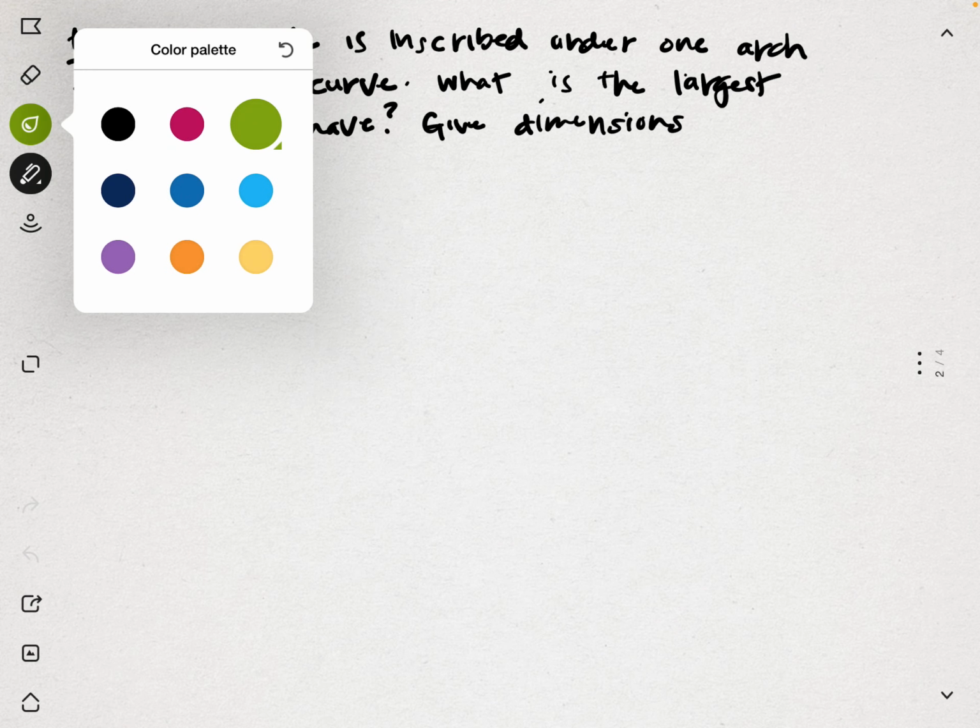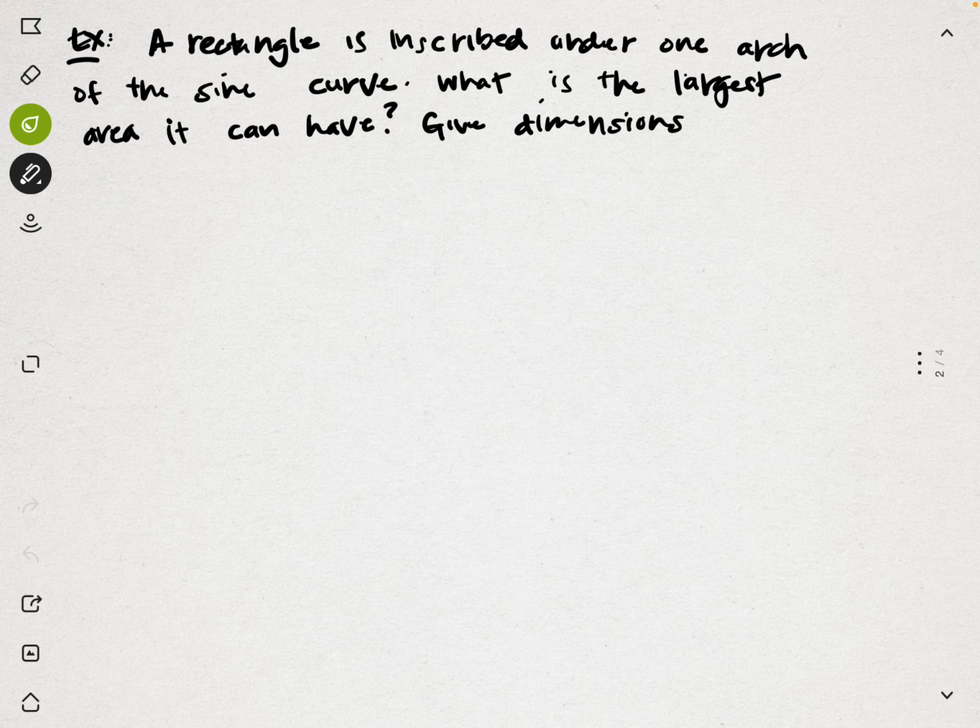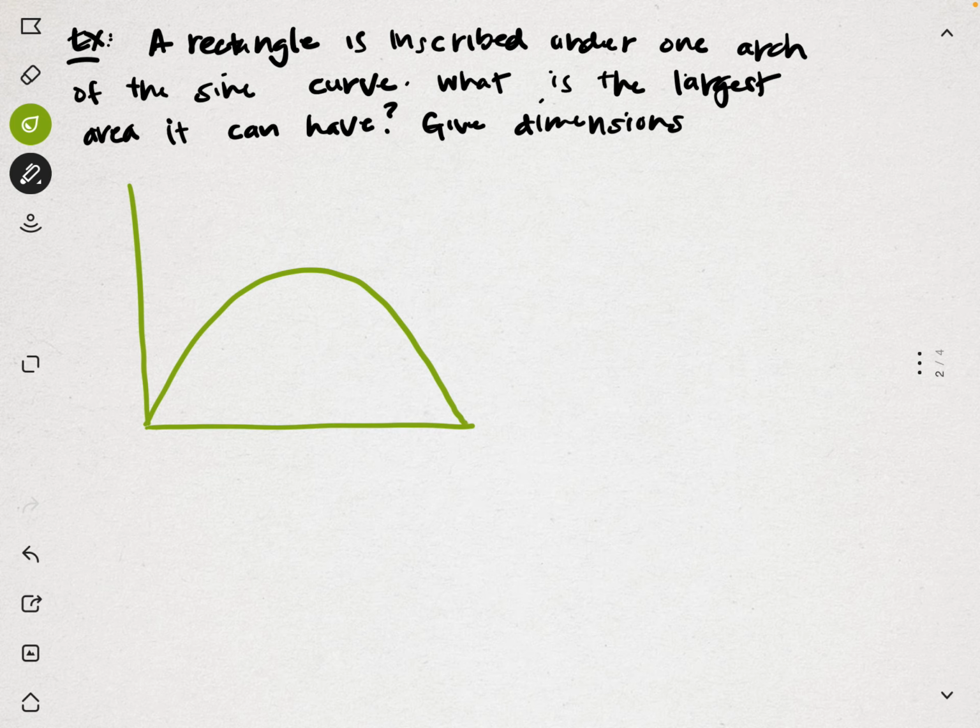All right, example 2. It says a rectangle is inscribed under one arc of the sine curve. What is the largest area it can have? Give the dimensions. So let's draw this out first. Let's say this is our sine arc, right? It starts at 0, goes up and comes down. And that's half of the sine wave, right? So instead of 2 pi, this is going to be pi. If we extended it out all the way, then it would cycle through once. One period would be 2 pi.